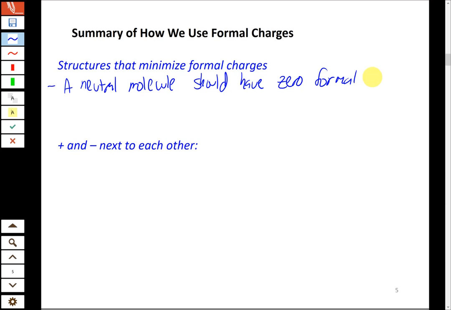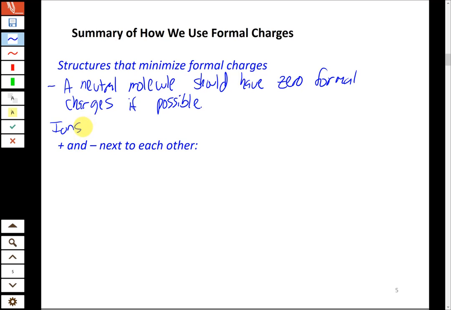This is not exclusively true. But again, if we ask you to minimize formal charges when drawing the Lewis structure, which we could specify in some problems, then if it's a neutral molecule, you should strive for a structure that has no formal charges on any of the atoms, basically 0 for all the atoms. In some cases, that's not possible, as we'll see, but in most cases it is.